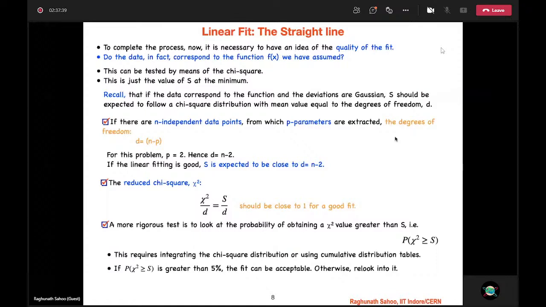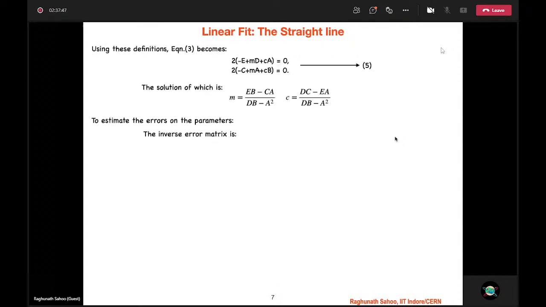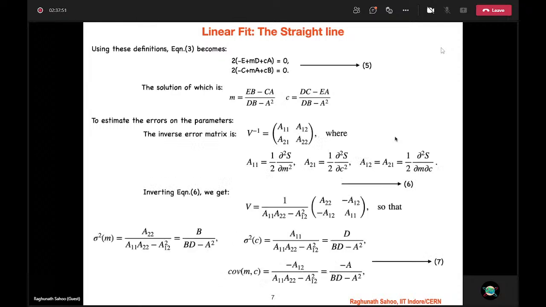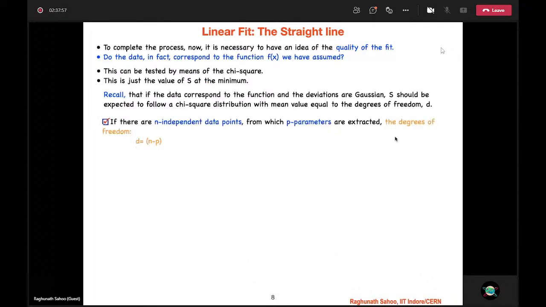Okay, this essentially finishes my discussion on linear fitting. For non-linear fitting, there is a procedure of linearization. For example, if it is exponential or log, you can linearize that and then adopt the same fitting procedure. But the point to note is that more often we use this fitting procedure as a black box.